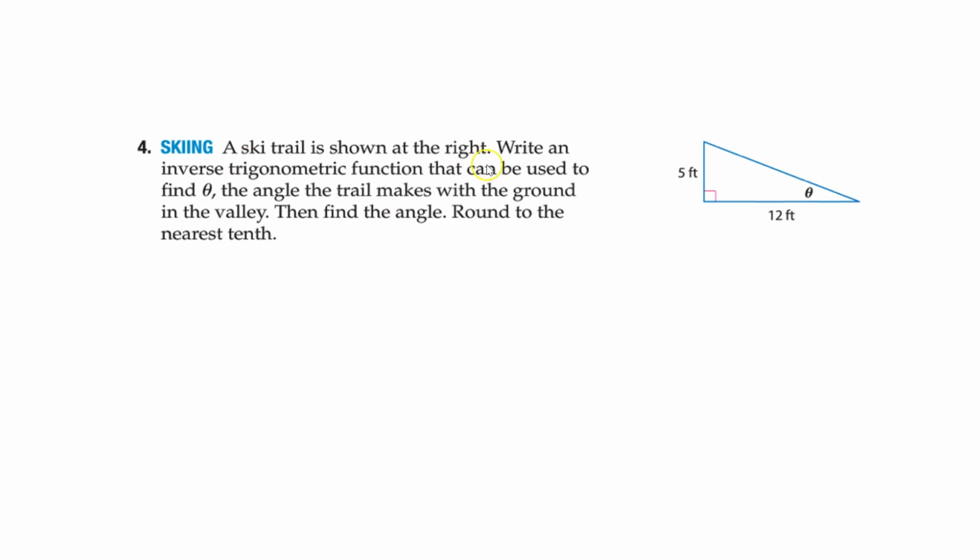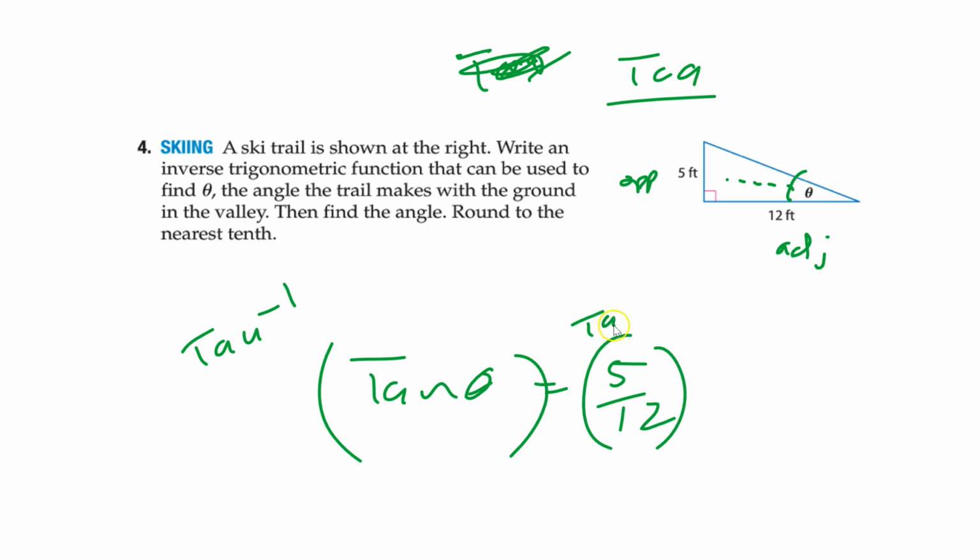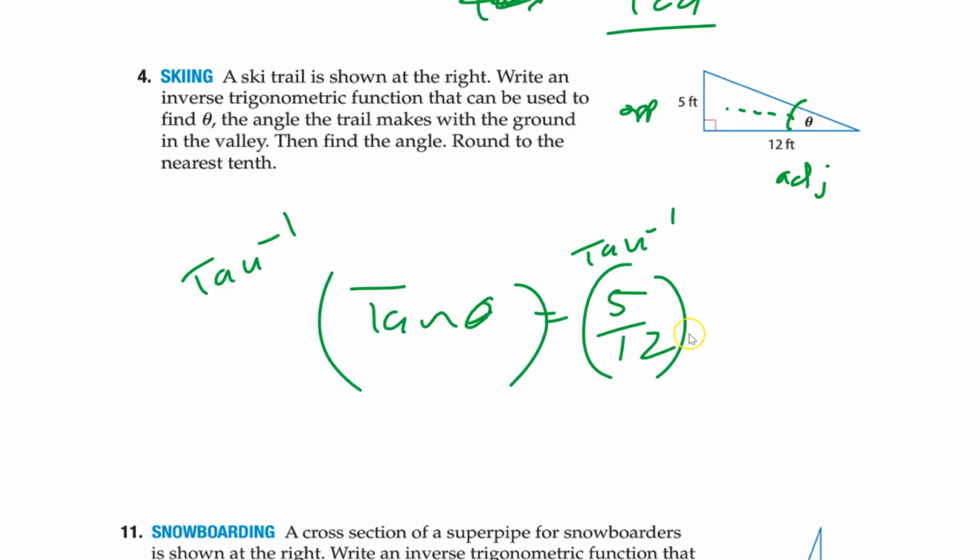Now let's look at an application problem. Right, they want me to find theta. And all I have to do here is label the sides. So here's my angle. This is opposite. This is adjacent. So opposite adjacent's TOA. So tan of theta equals 5 over 15. You want to get rid of tan, do tan inverse of both sides. Put it in your calculator, get an answer, blah, blah, blah.